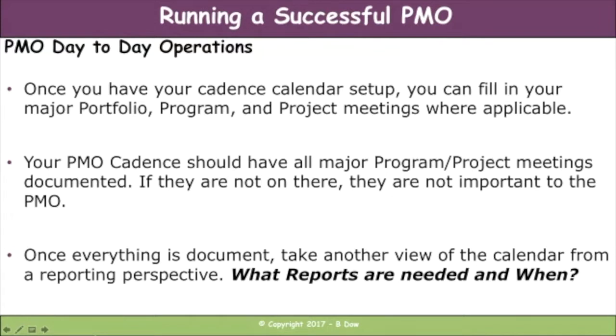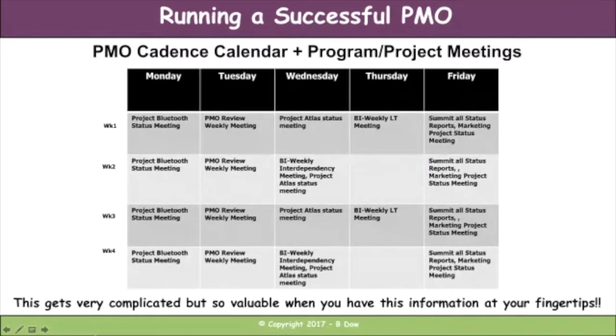So once everything's documented, take another view of the calendar and think about, hey, what reports are needed and when are they needed? So let's look at that. So here's your PMO's cadence calendar, but we've added the major programs and projects. Now, if you're running 300-400 projects like I've done in some of the PMOs I've run, there's no way you can get those all on a calendar. But what you can do, and we'll talk about a priority list, is get the top 10 on there or the top 15 on there.